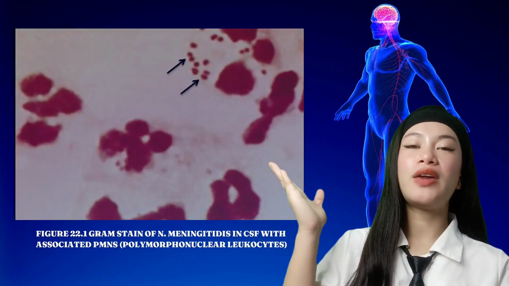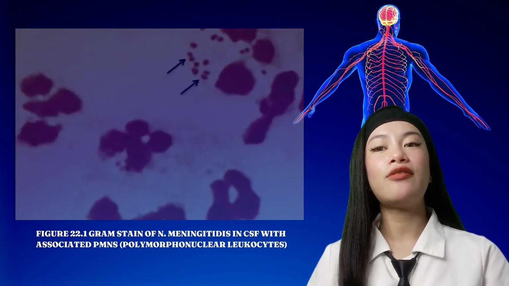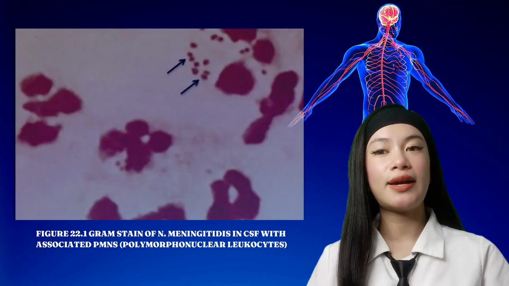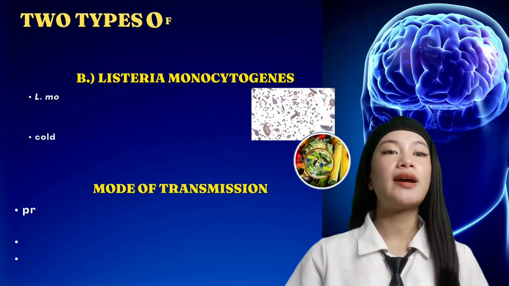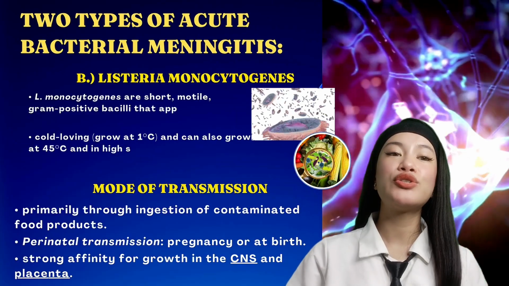And we have here a figure showcasing the Gram stain of Neisseria meningitidis in CSF, or cerebrospinal fluid, with associated polymorphonuclear leukocytes. And for the second subtype of acute bacterial meningitis, we have Listeria monocytogenes.